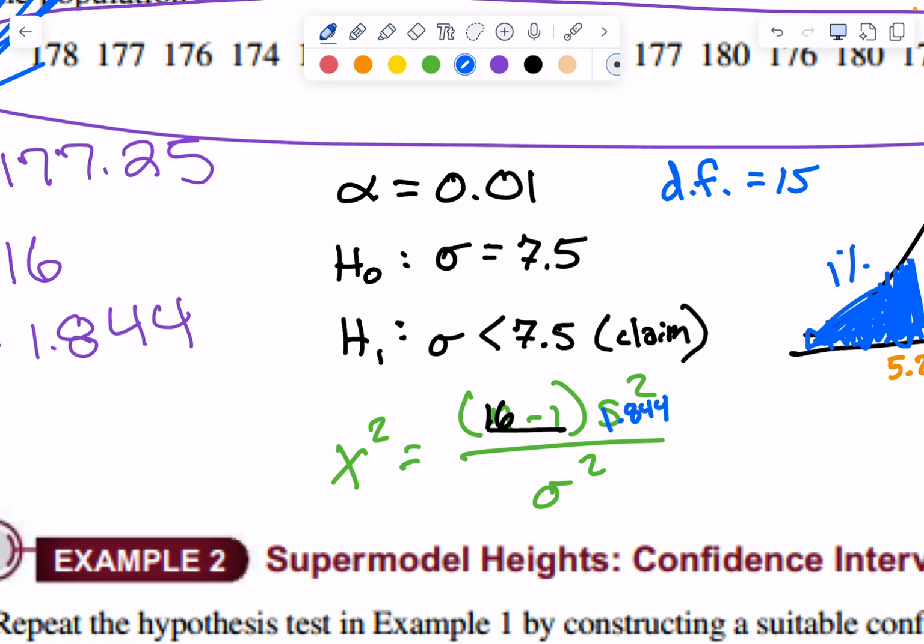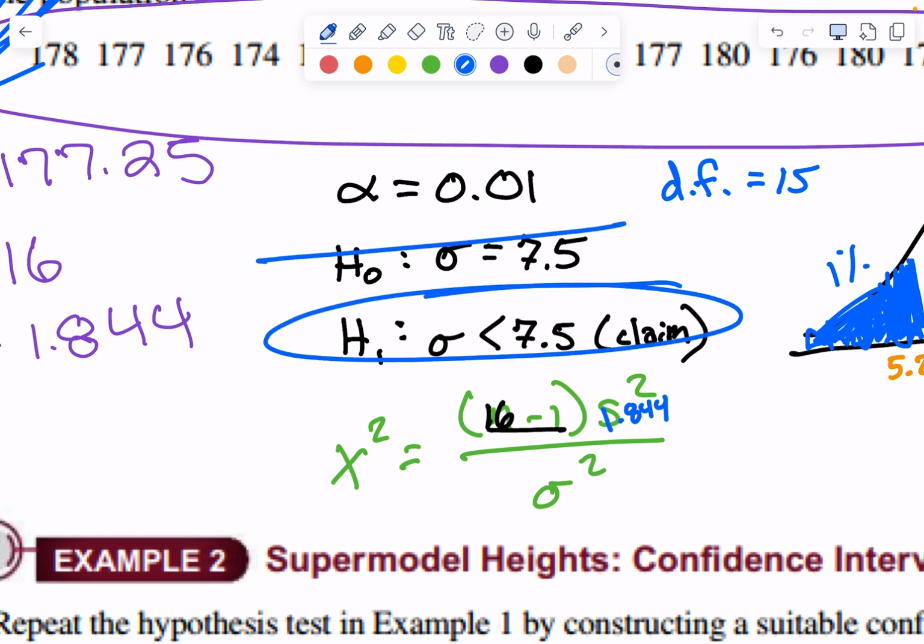Do you know what your answer is going to be? What are we comparing 1.844 to? Yeah, because we'll say it's less than. 1.844, we're comparing to 7.5. Do you think 1.844 is significantly less than 7.5? Are we talking about standard deviation? I think so. I think we're going to end up circling this guy and crossing that one off, but we'll see.